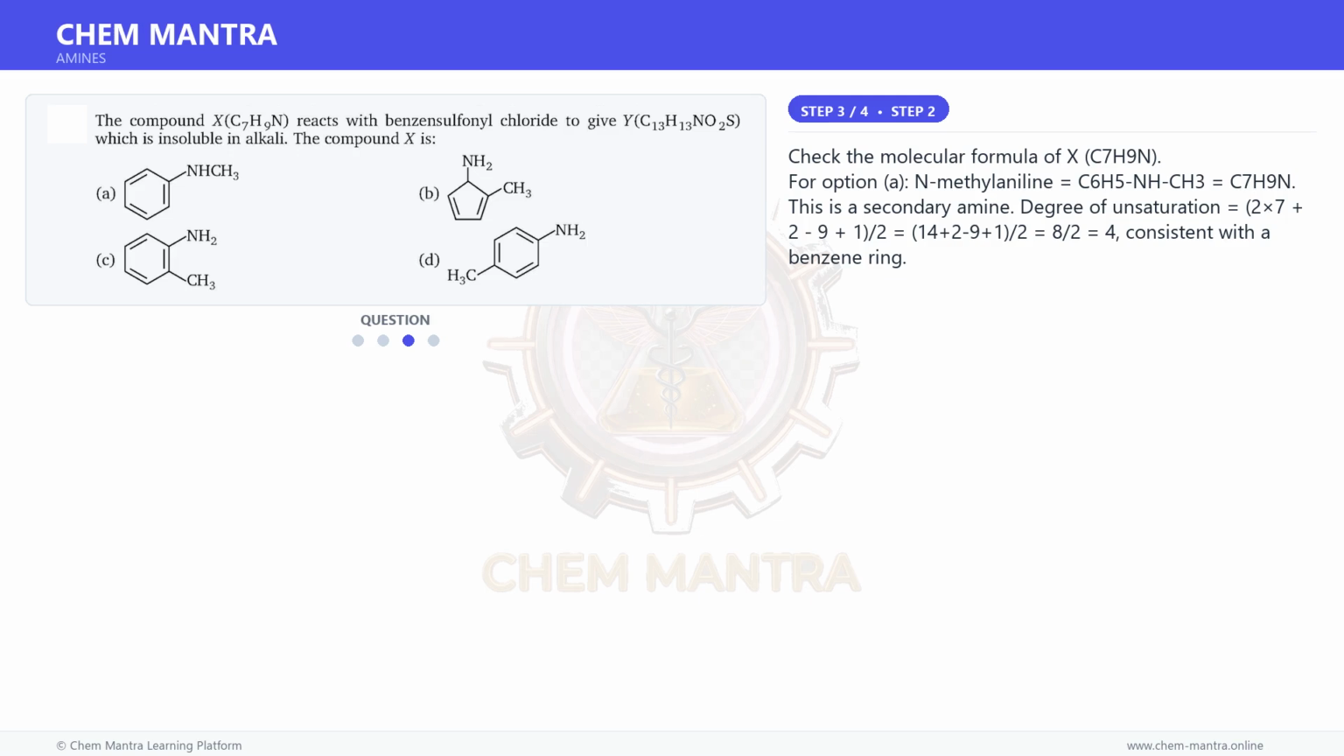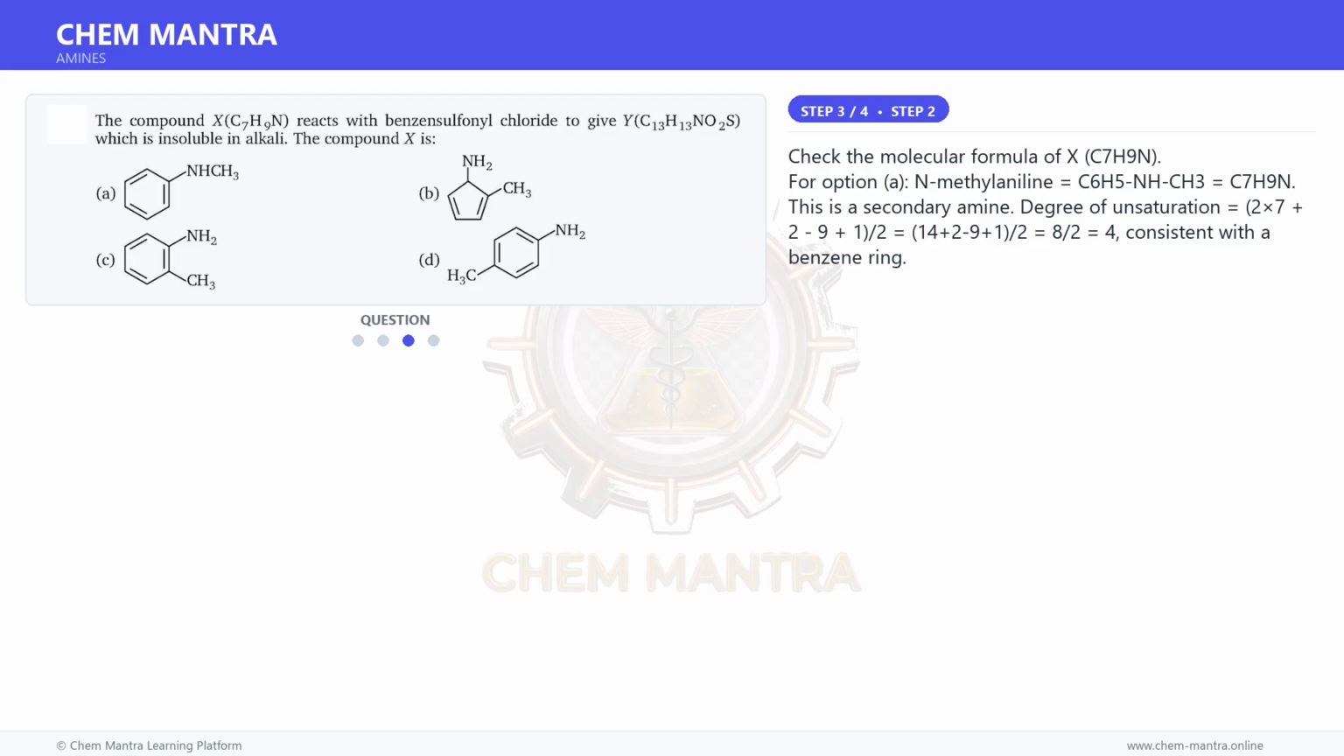Moving on to the next step. Check the molecular formula of C7H9N. For option A, N-methylaniline is equal to C6H5NH, CH3, which is equal to C7H9N. This is a secondary amine.